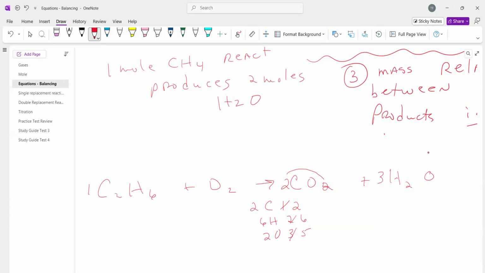So this is the way around it. To balance this, we're going to have a fraction. And then afterwards, we're going to fix it and get rid of the fraction.